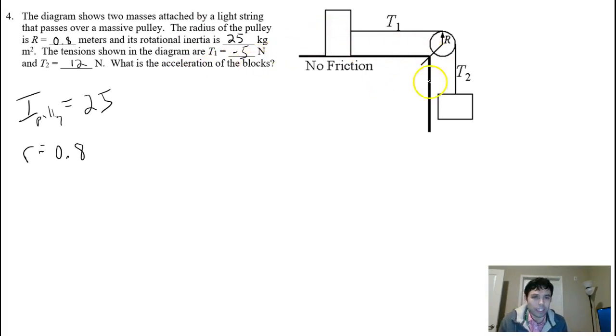Well, they're all tied together, right? So if we find the acceleration of any one thing, then we're going to find the acceleration of everything, right? So what we're going to do in this problem is try to find the acceleration of this pulley.